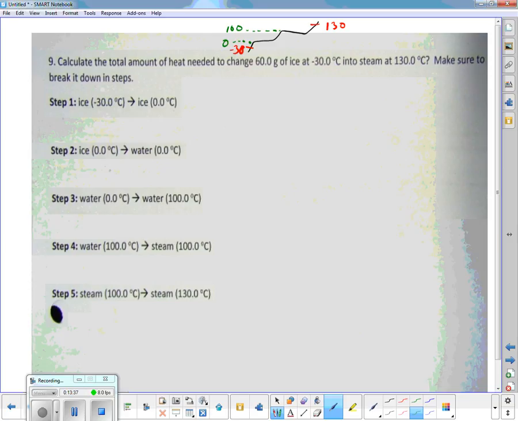Anytime that I have a slope, I'm going to use MCP delta T. So I'm going to put that here, Q equals MCP delta T, Q equals MCP delta T, and Q equals MCP delta T. Well, I need the CPs.